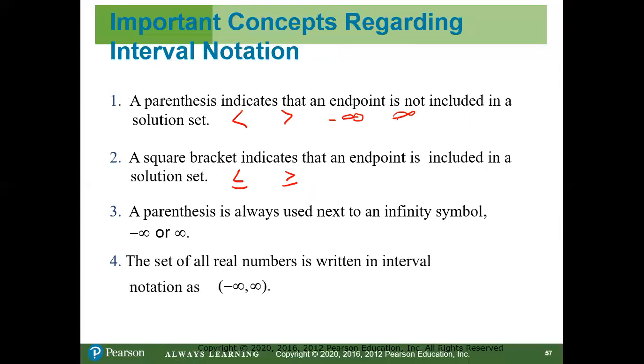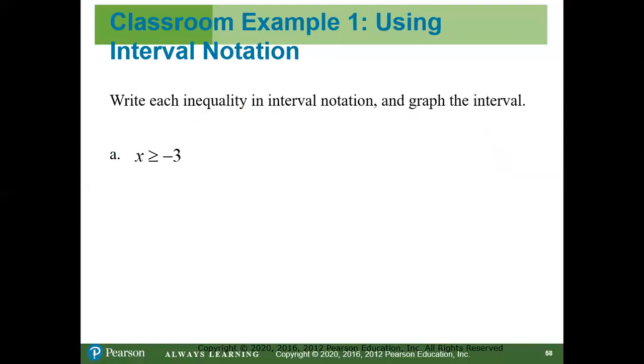And the set of all real numbers is written in interval notation as -infinity to positive infinity. So this is everything. All right, the minimum value is -infinity, the maximum value is positive infinity, which means it's going to go on forever in both directions and nothing is excluded.